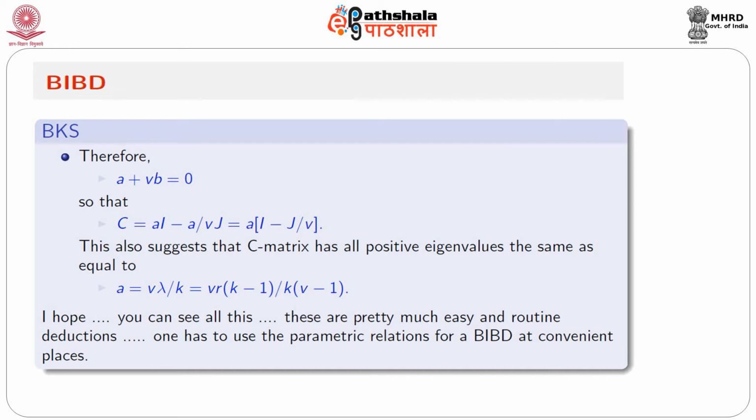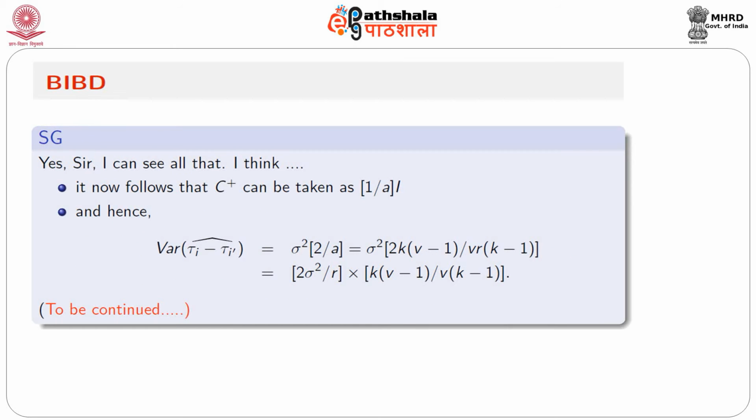Yes. These are pretty much easy and routine deductions. One has to use the parametric relations again and again for a BIBD at convenient places to see these obvious simplifications. I can see all that, and I think it now follows that C plus can be taken as 1 by A into I, and hence the variance of the treatment contrast tau i minus tau i prime, estimated value of this, is equal to the expression given here. Yes, if you look at the expression, you see 2 sigma square over r multiplied by k into (v minus 1) over v into (k minus 1).